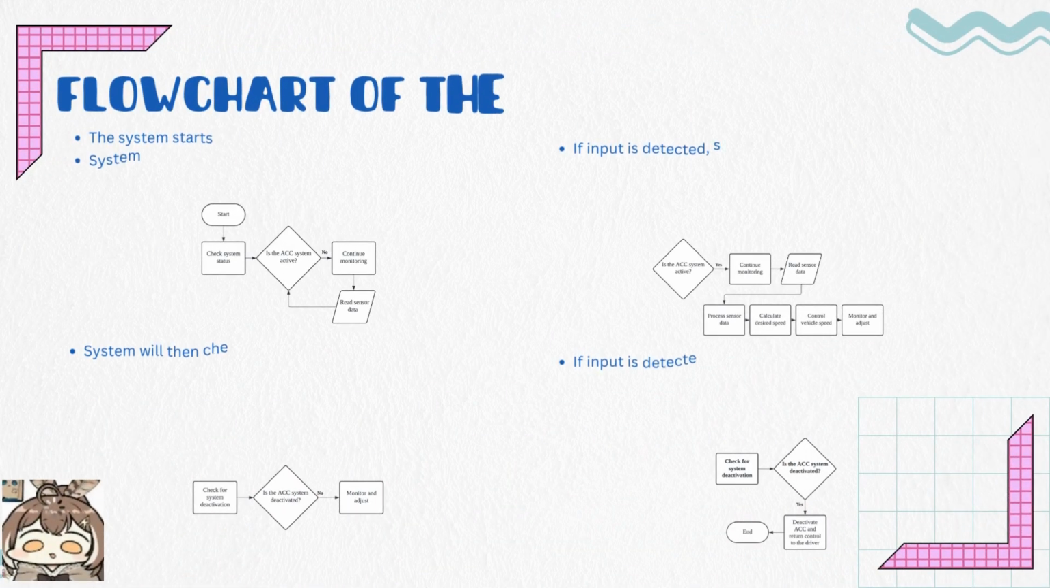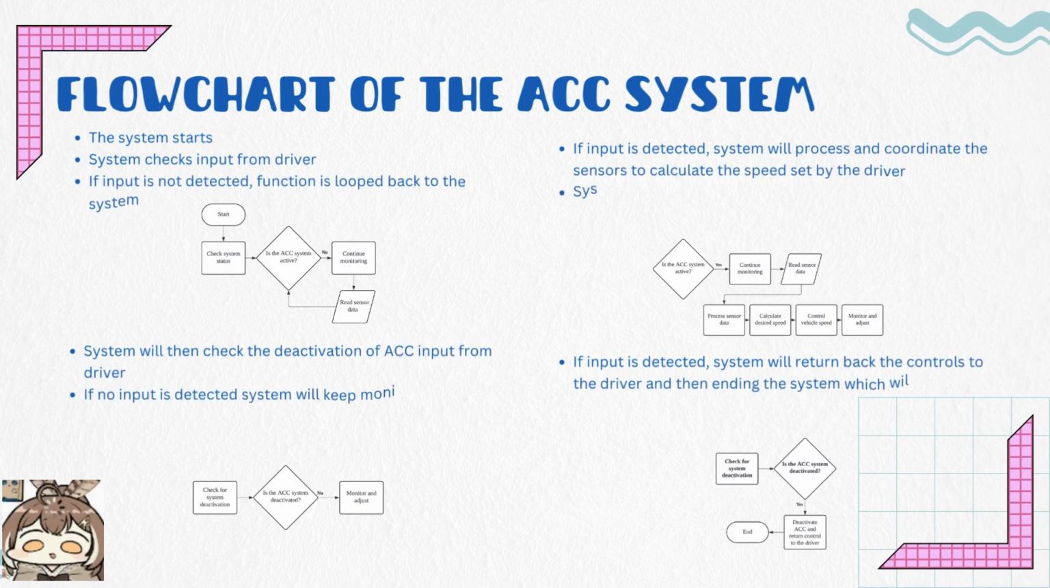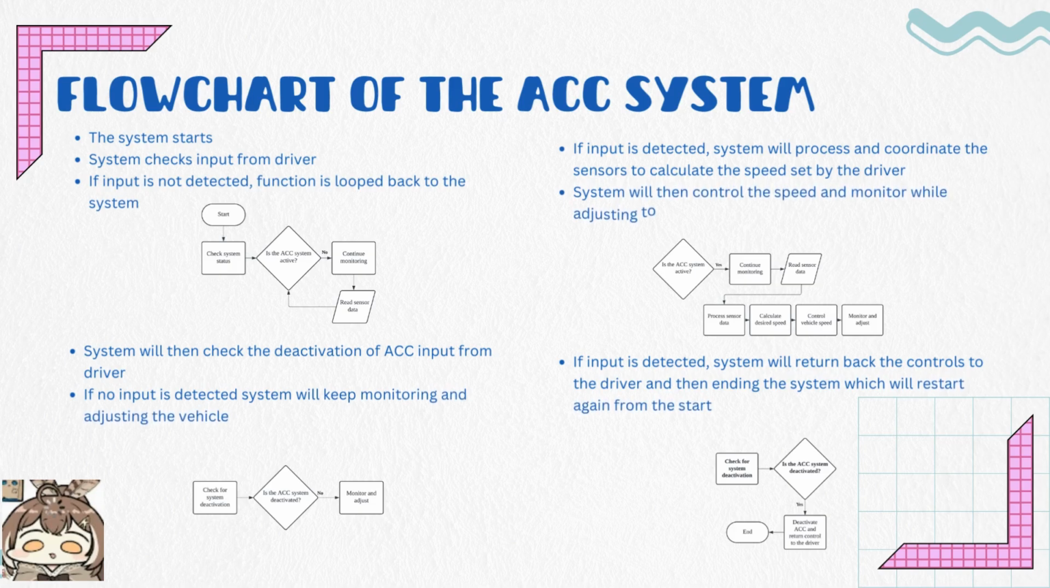To begin with, the system will first start its function, followed by a checking algorithm. The system will check if the ACC system has been turned on or off by the driver or not. If no input has been detected, the system will then continue monitoring and repeat its function to check the inputs from the driver.